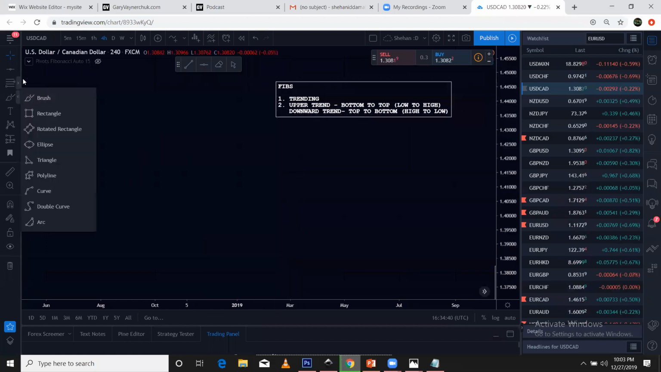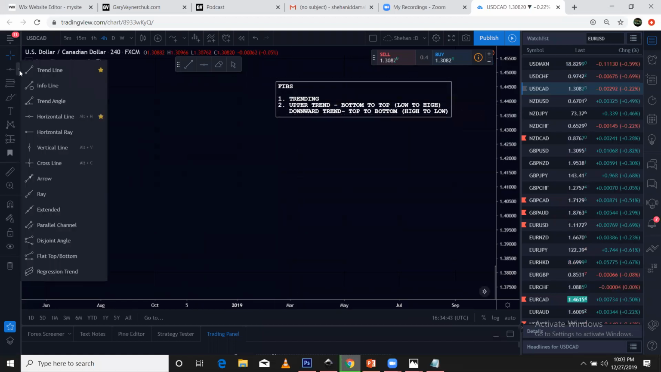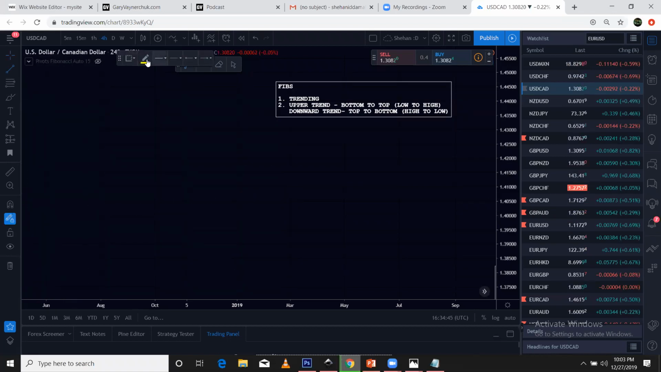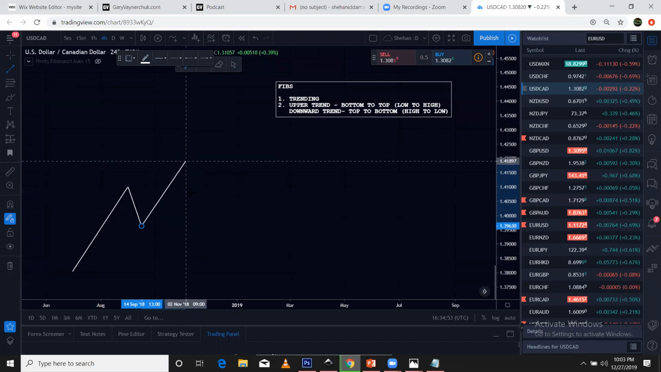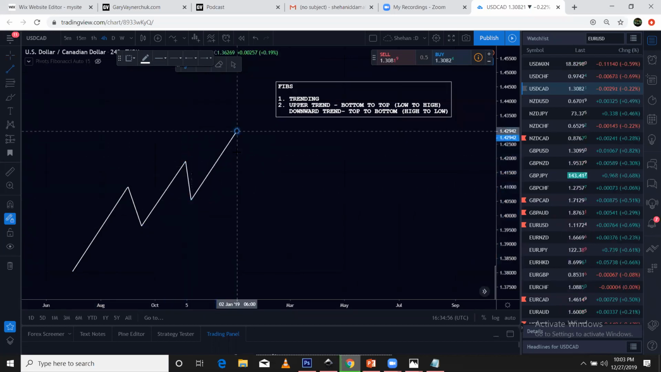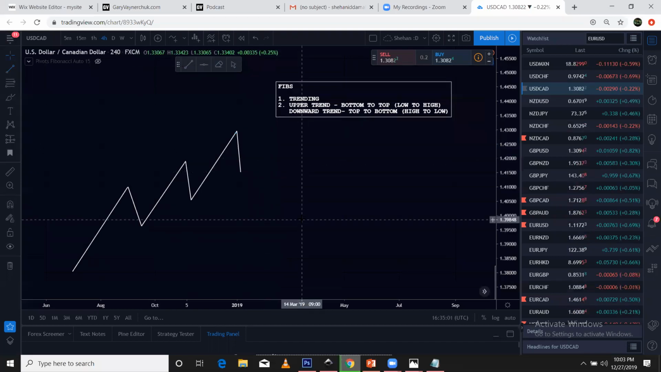Okay. I'm gonna take my trend line tool. Let's say the market is moving on an upward trend. Just like that. Now, what is Fibonacci? Fibonacci is a predictive technical indicator where you're going to find the retracement areas. It's a predictive technical indicator where you're going to find out your retracements.